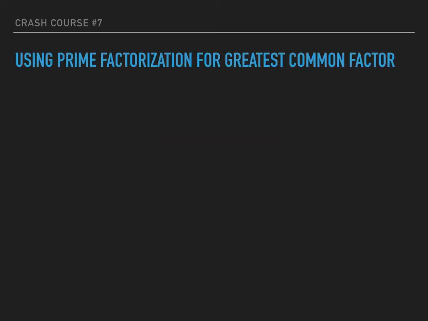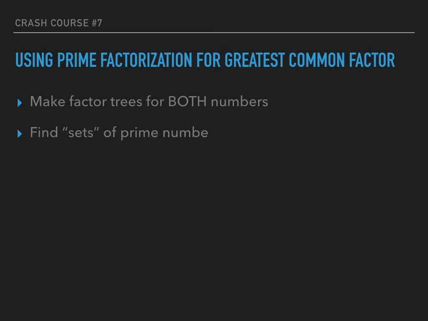Now, let's take a look at how we can use that method of prime factorization to find the greatest common factor of two or more numbers. So, what you're going to end up doing is you're going to make factor trees for both of the numbers that you are given, or for all of the numbers you're given. You're going to find sets of prime numbers that they have in common.